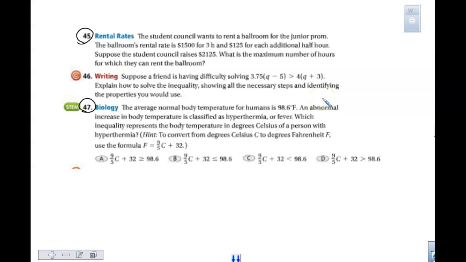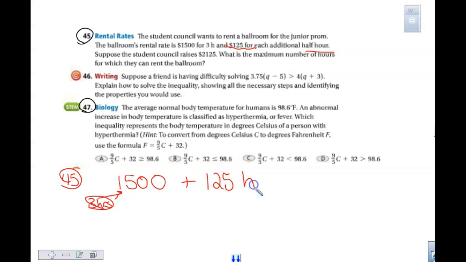45. And we'll look at 47. But in 45, here's the biggest mistake that people have been making. We know that we have already rented it for $1,500, and that was for 3 hours that the band was playing, right? So they just said, here's your upfront, you gotta pay $3. Plus, most people go, oh, we're charging $125 for each additional half hour. So plus 125, and they'll put an H.